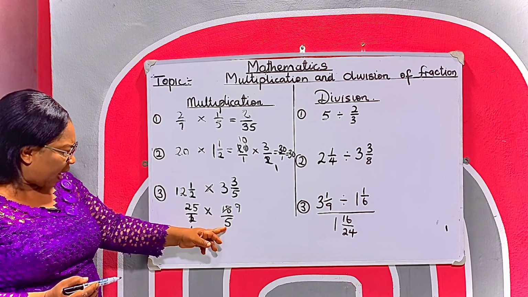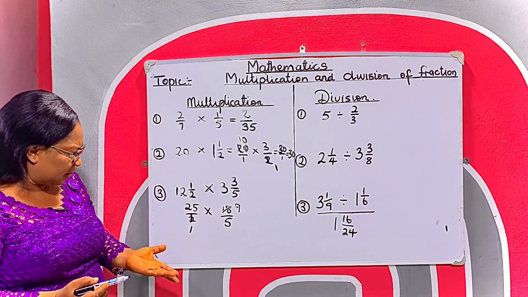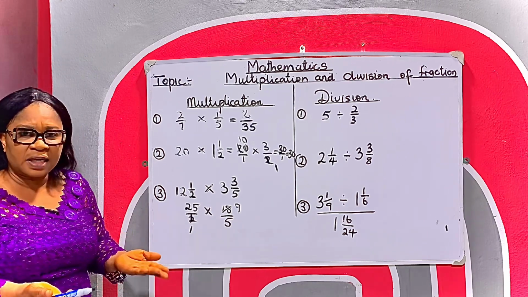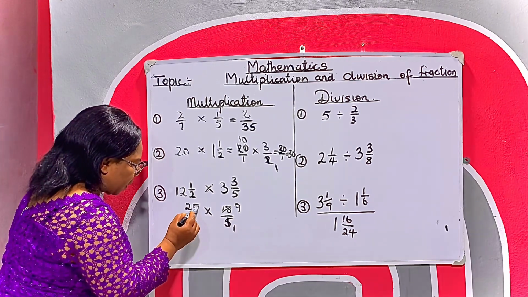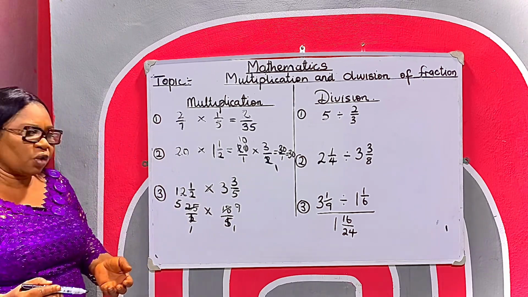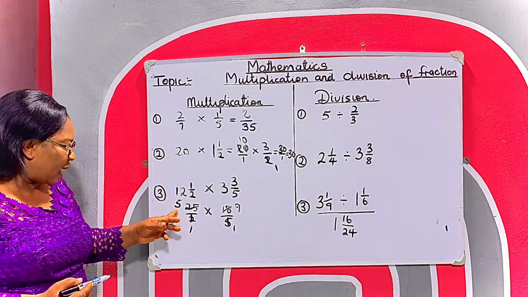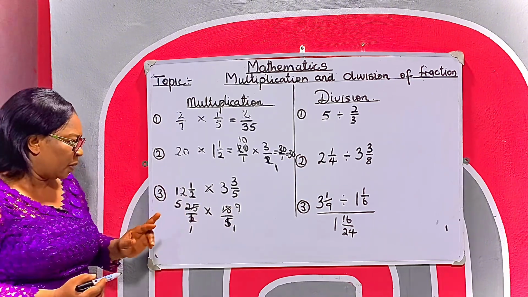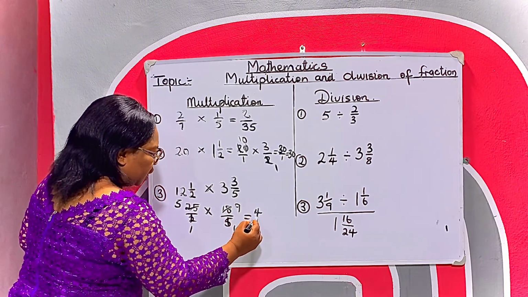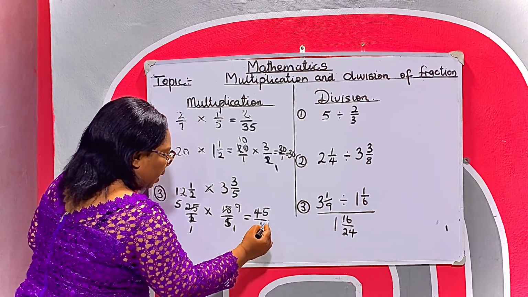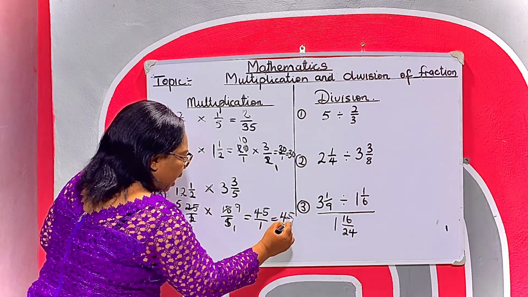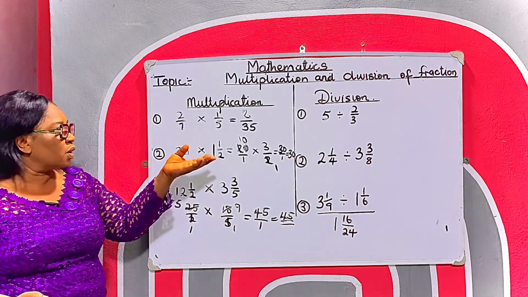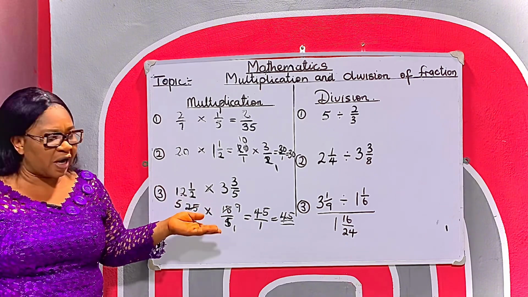Okay. 5 cannot divide 9, but 5 can divide 25. So I say 5 divide itself 1, 5 divide 25 will give me 5. So at the end, I saw 5 times 9. And that will give me 45 over 1. And any number over 1 is that number. Can you see the answer on the multiplications? This is how to get the multiplications of a fraction.